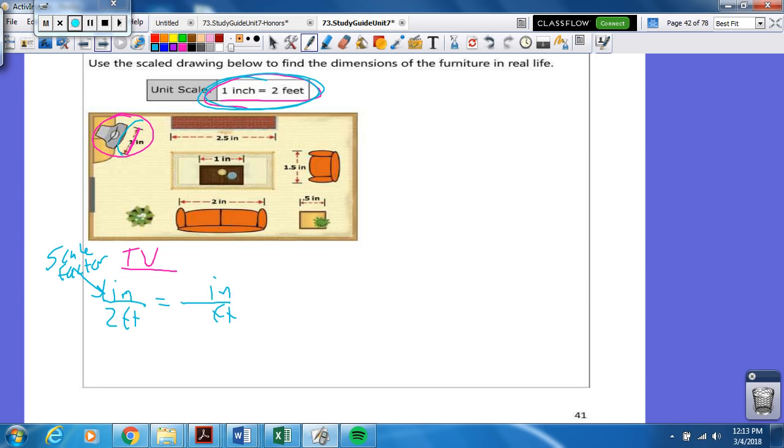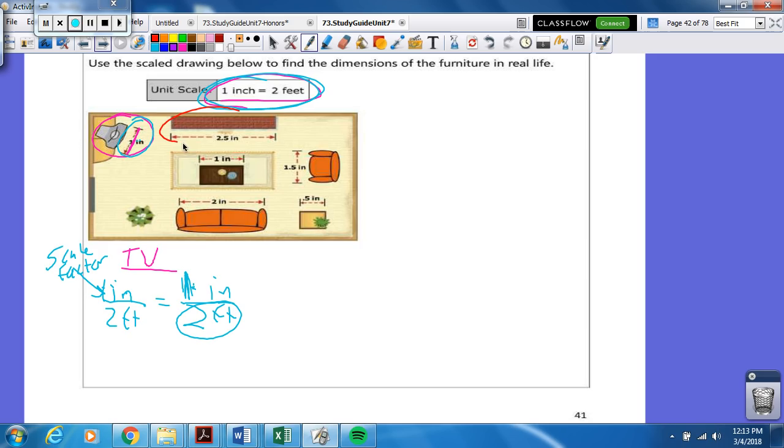And so the television here, it is 1 inch across. So that's easy. That's the same numerator, so that would be the same denominator. So that's 2 feet. The actual size of the television is 2 feet across. Okay, cool. All right, let's try another one.